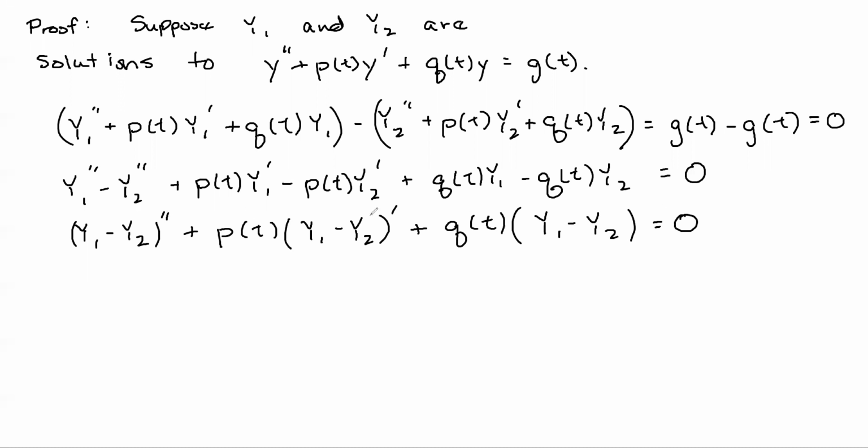Okay, so now take a look at this. This has the form of something double prime plus p of t times something prime, that same something, plus q of t times that same something equals 0, right? That's the form y double prime plus p of t y prime plus q of t y equals 0. So that tells us that this thing in these spots, since when you plug it in it ends up equaling 0, is a solution to the homogeneous equation. So y1 minus y2, we could plug it in and it would make it true. That means y1 minus y2 is a solution to the homogeneous equation.